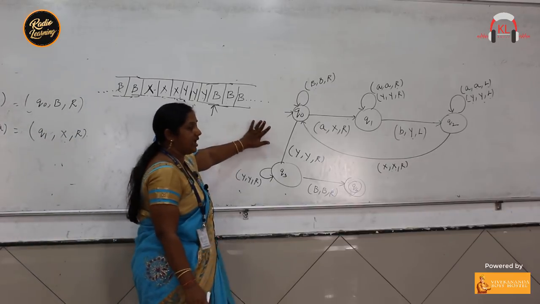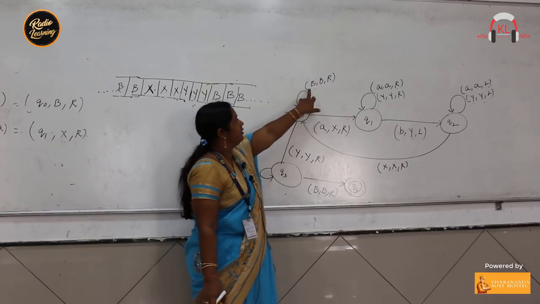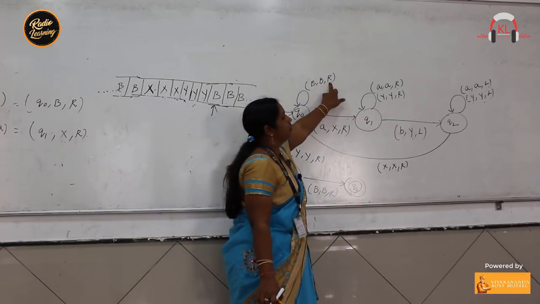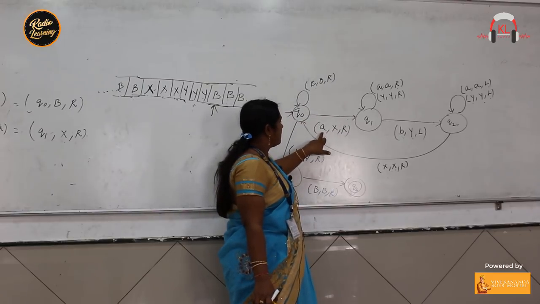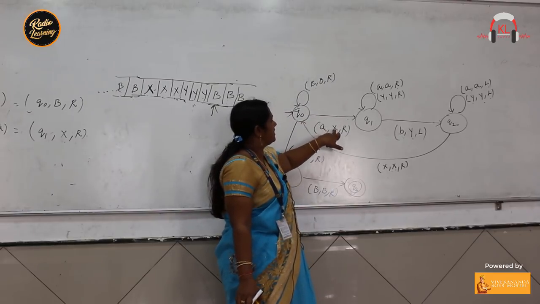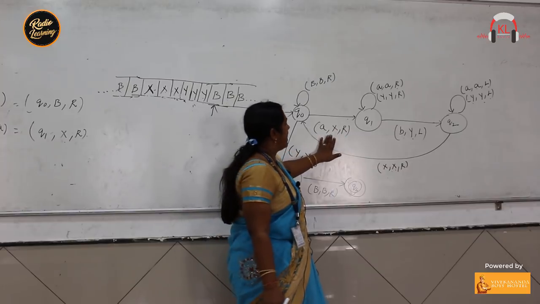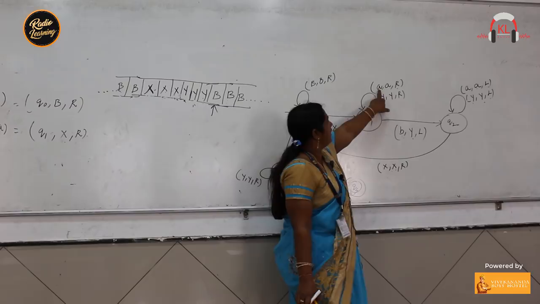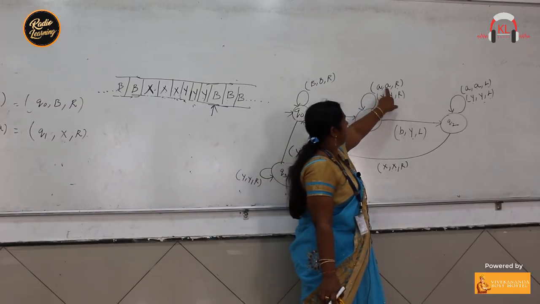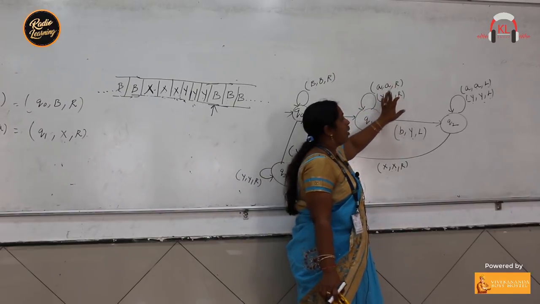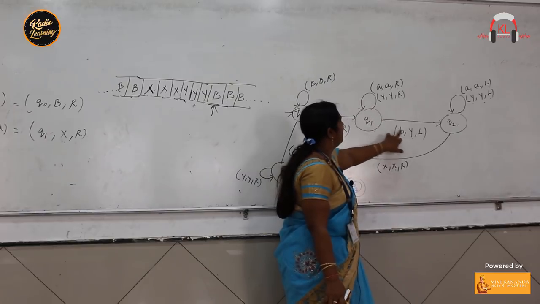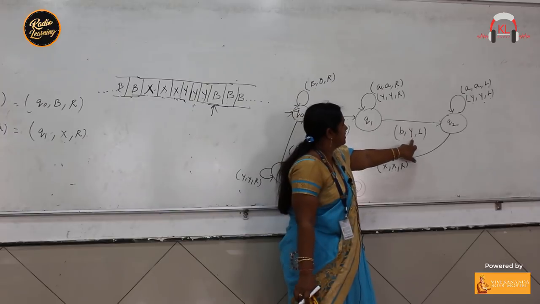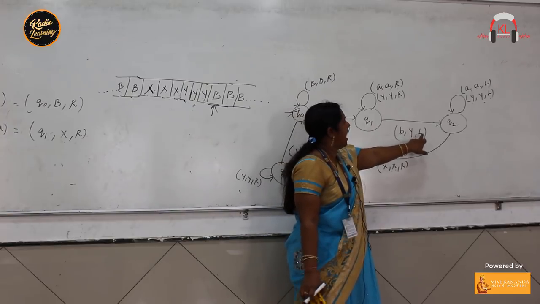Here I am repeating this diagram once again. At Q naught, whenever you find B in the input symbol, input tape, keep B as it is and move right. Then whenever you see the input A, replace that A with X and move right. So then I'm moving from Q0 to Q1. In this Q1, if you find A in the input tape, keep that A as it is and move right. How long are you moving right? Until you find B on the input tape. Whenever you find B on the input tape, then replace that B with Y and move left.